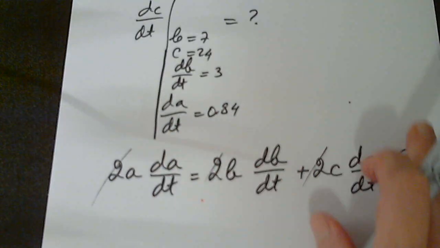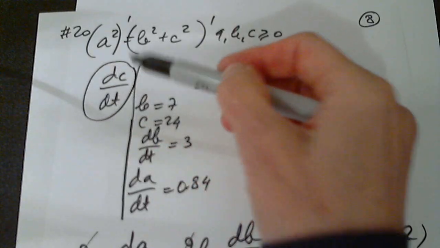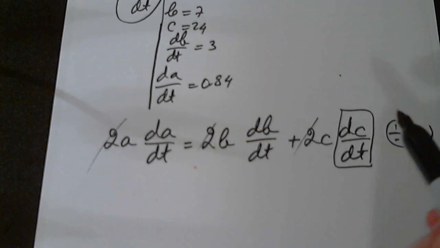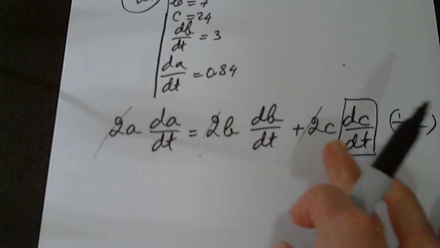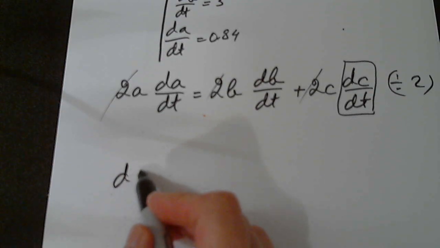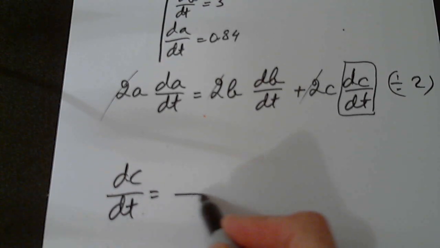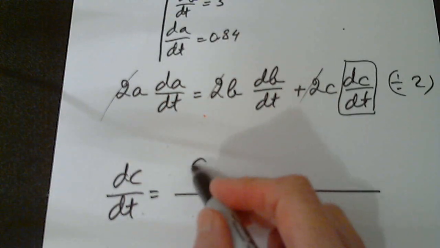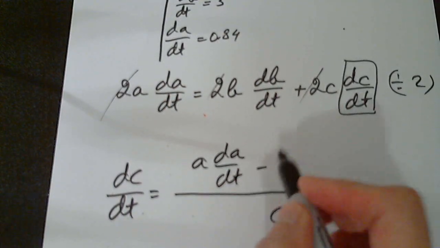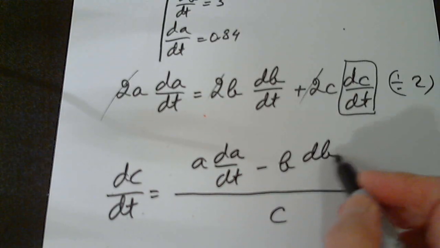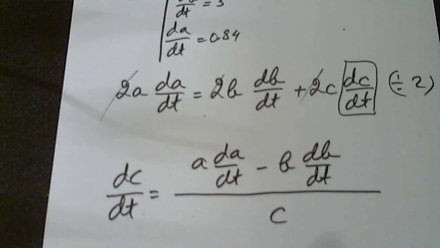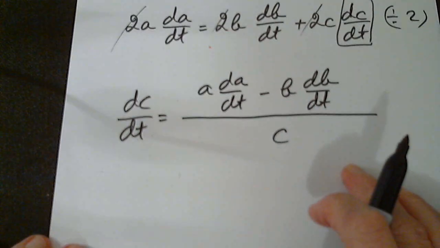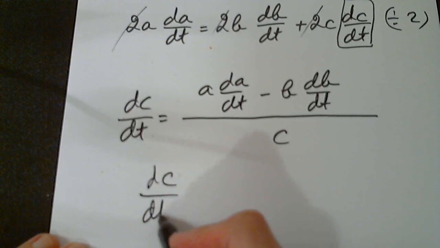So the variable that we are after is dc over dt, which is this. I'm going to move this term here and divide everything by c. So dc over dt is a dA over dt minus b db over dt, and everything divided by c. Now I will plug all that in to determine the final value.